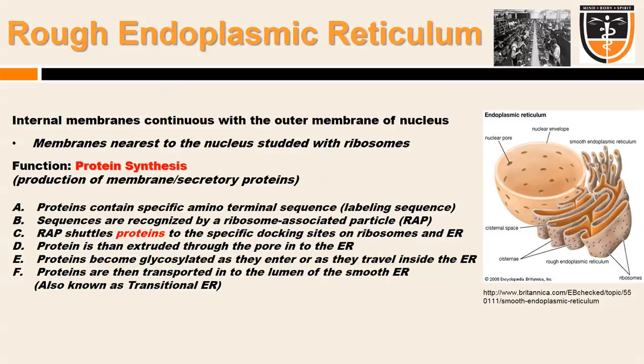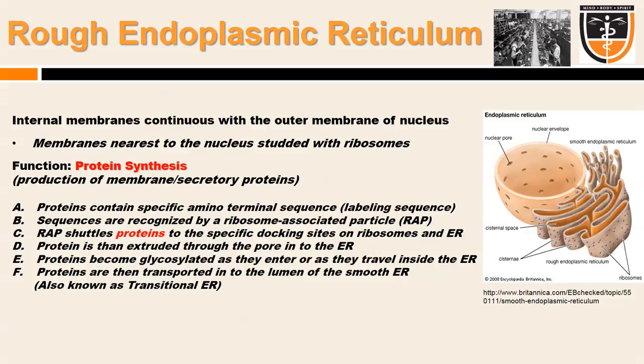Let's talk about rough endoplasmic reticulum. It's actually the assembly line of our cells, and it is a teenager with a lot of pimples. Okay? The best way to explain it, it's an internal membrane that is continuous with the outer membrane of the nucleus, and this membrane is studded with ribosomes. The importance of the rough endoplasmic reticulum is the production of protein. Those ribosomes are translating all those proteins, and all those proteins are going to be stored in the rough endoplasmic reticulum. So they're very important in the production of membrane or secretory proteins.